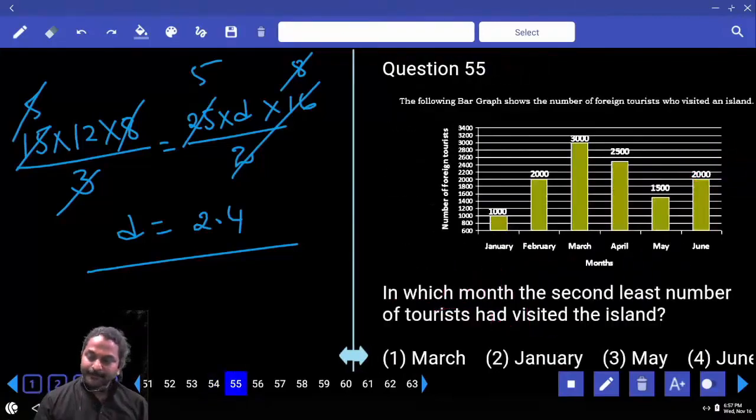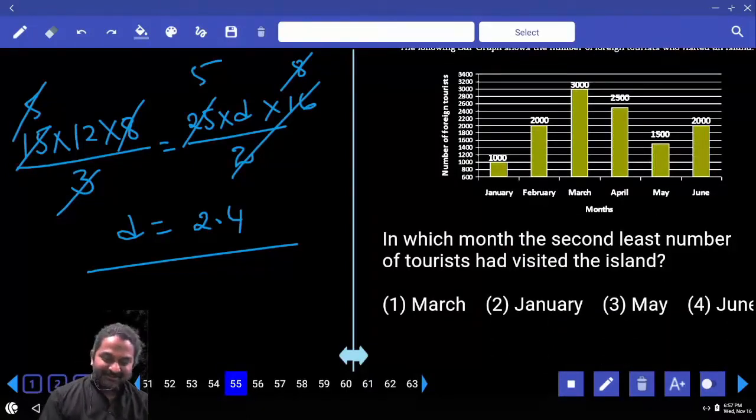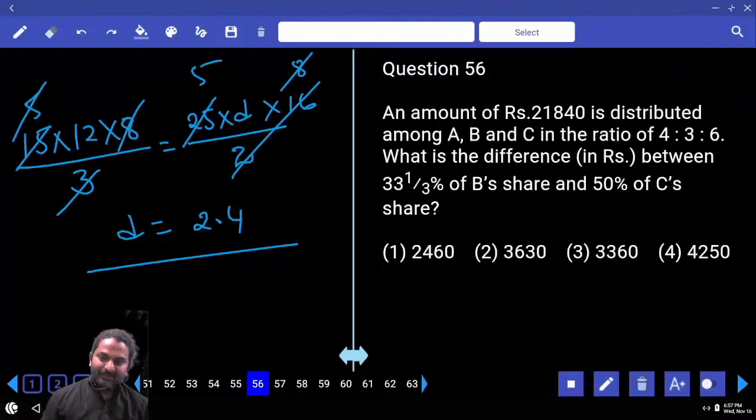Next. In which month the second least number of tourists had visited the island? Is there enough, right? No calculation is required.